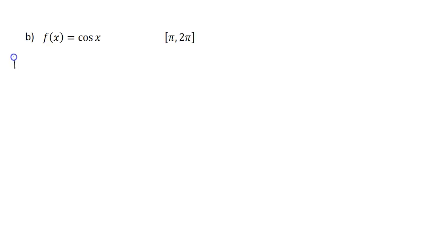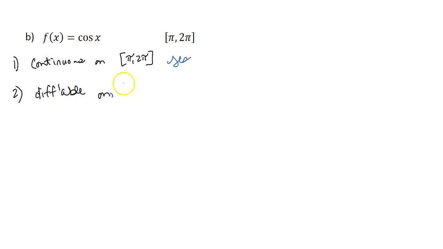So in this example, again, we want to verify, is f continuous on the interval from pi to 2 pi? The answer to that one is yes, because it's continuous everywhere. Number 2, we want to know if it is differentiable on the open interval from pi to 2 pi. Well, the derivative of cosine is negative sine, so that is a yes.